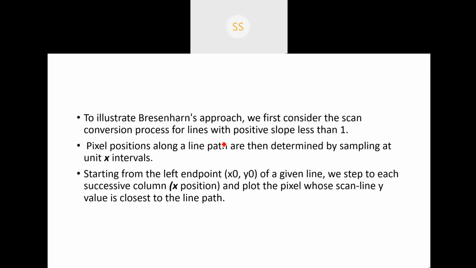To illustrate Bresenham's approach, we first consider the scan conversion process for lines with positive slope which is less than 1. You already learned how a line with a slope less than 1 looks: it will have an angle which is less than 45 degrees. So we are going to consider lines which have a slope less than 1.